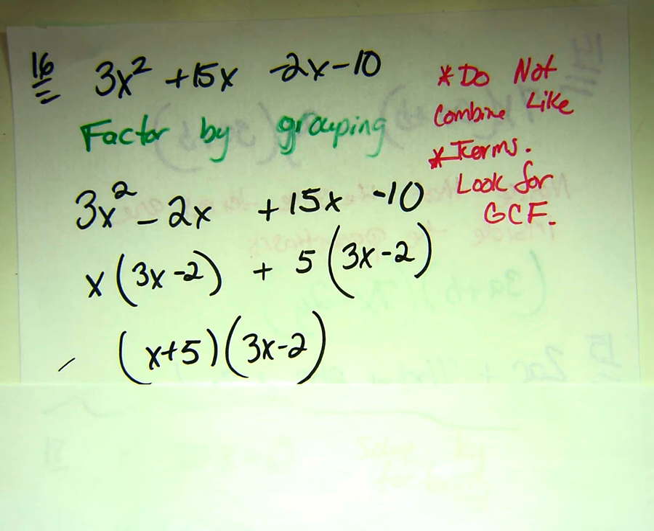But notice something. The items within these sets of parentheses are the exact same thing. So automatically, you know this is going to be part of your answer. Hence the 3x minus 2. Outside the parentheses, you see x plus 5, so that is your other factor. So the two factors of this particular problem were x plus 5 times 3x minus 2.